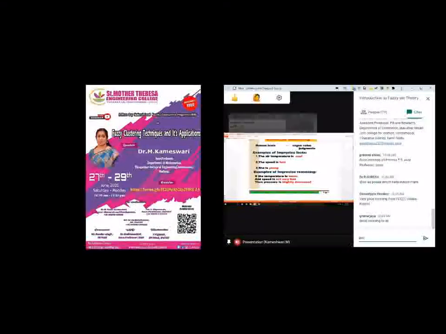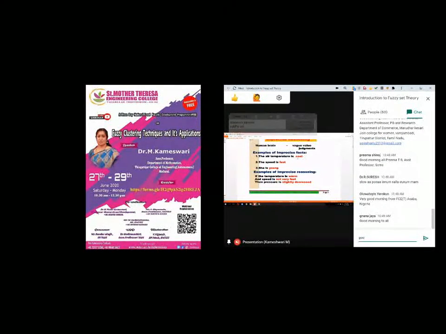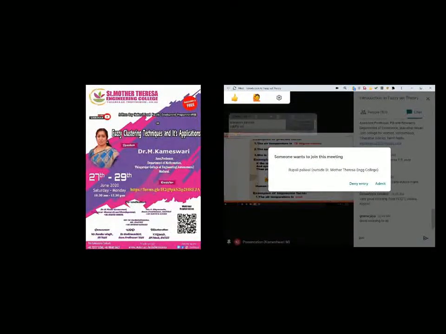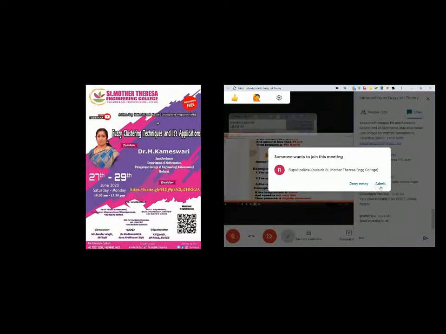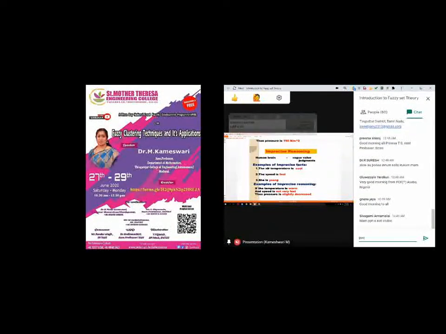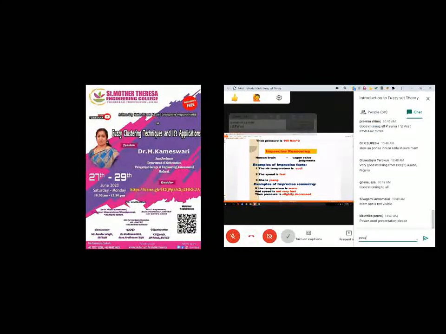Examples of some imprecise facts: the air temperature is cool. Look here, the value given is 18 degrees. Instead of saying it by concrete information, we are just giving it by means of imprecise reasoning. This is cool.